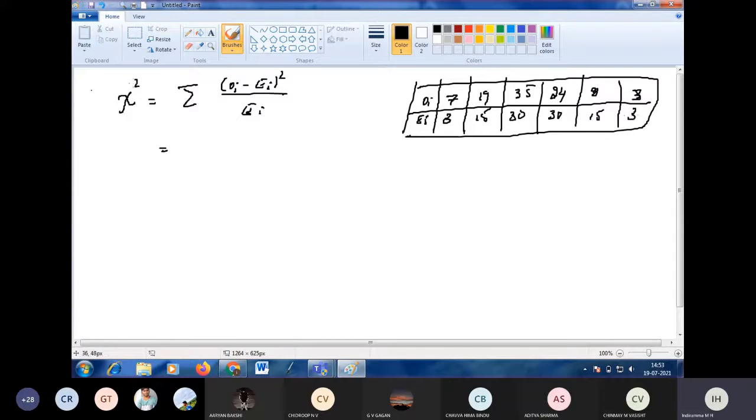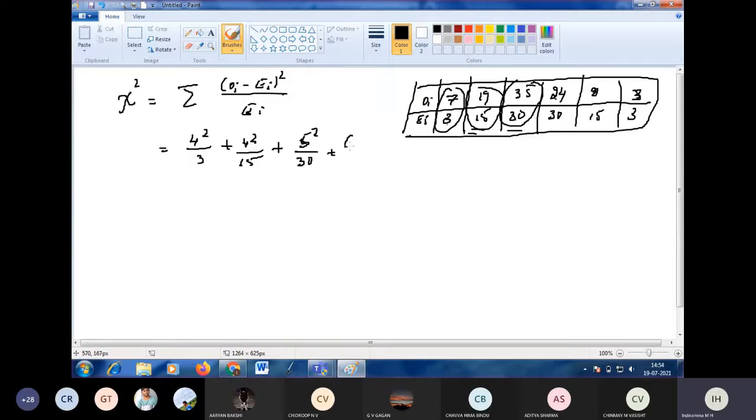So here, observed value minus expected value: 7 minus 3. What is 7 minus 3? 4, correct? 4 square by 3, plus 19 minus 15, again 4. 4 square by, so this is the expected value 15, plus 35 minus 30, that is 5. 5 square divided by 30, plus 24 minus 30. What is 24 minus 30?